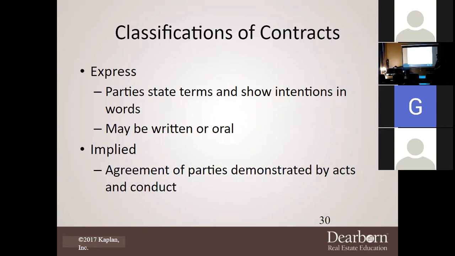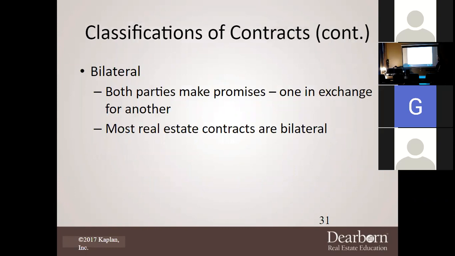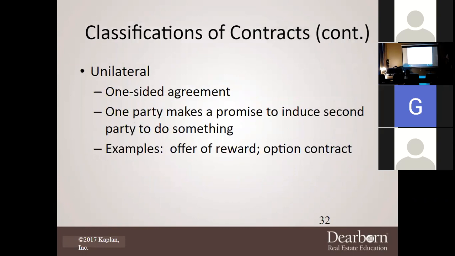So in that situation, make certain that you're careful of what you say. Okay? So we talked about bilateral. Now let's talk about unilateral. Unilateral, of course, is going to be a one-sided agreement. And I always tell people, you ever play Uno? Or you speak Spanish, what's Uno? One. So Uno is a one-sided agreement. One party makes a promise to induce the second party to do something.